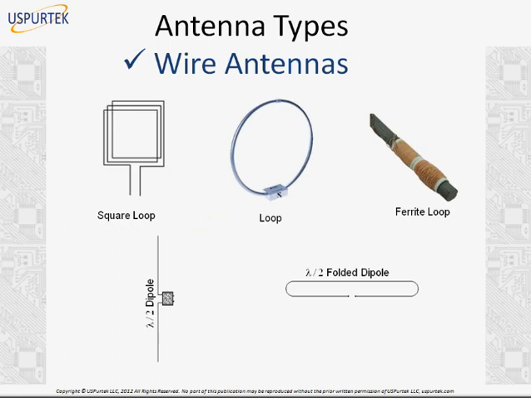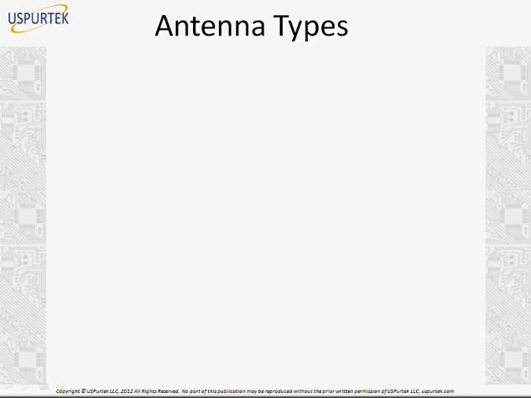You will have a square loop. These are wire antennas. A loop, which you will see on top of some TV equipment. And then you have ferrite loop, which the AM/FM receivers will have a coil wound, and within there's a ferrite core. And then you have a half-wave dipole and a folded dipole. So they come in different shapes and sizes, wire antennas.